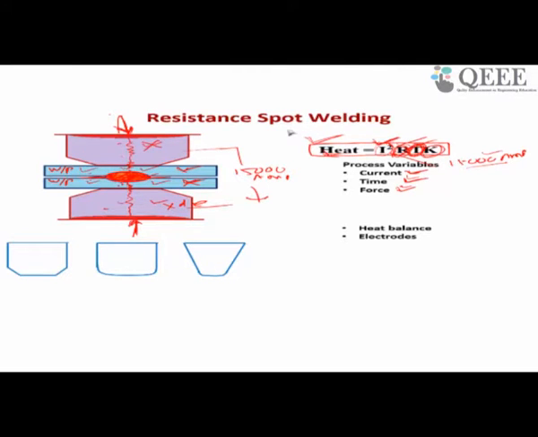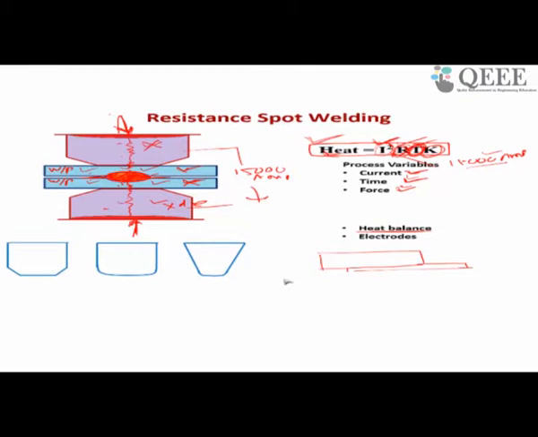But the main part is you have to control the heat balance. Heat balance is very, very important. You have to provide the heat input in such a way that fusion will happen at the interface. For example, suppose you want to join one thick workpiece with one thin workpiece.